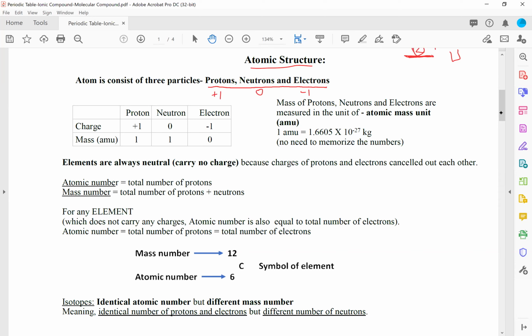All right, can you guys understand this? Can you guys follow this? Remember this: proton, always plus 1. Electron, always minus 1 charge. And neutron always carries no charge, or you can say charge 0.